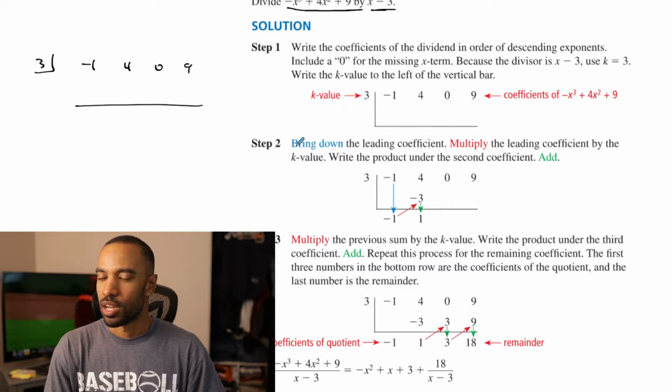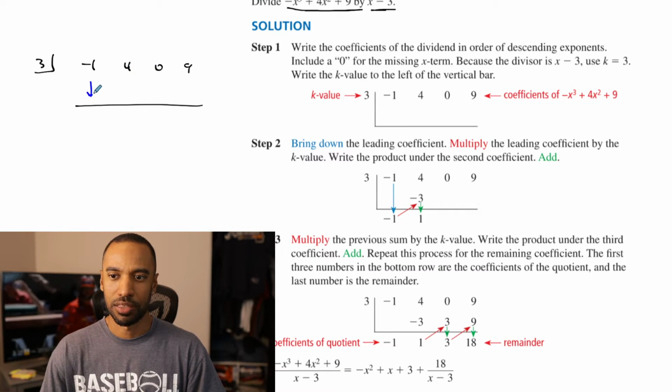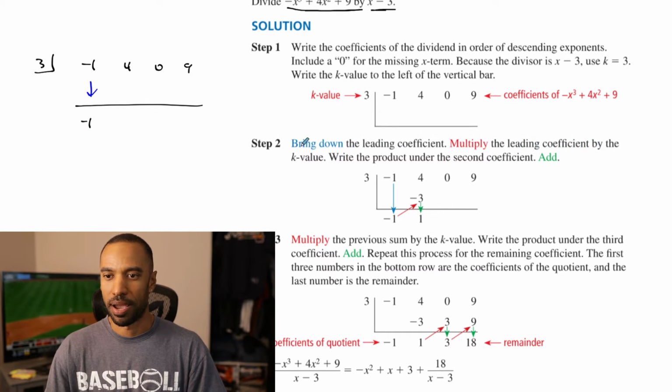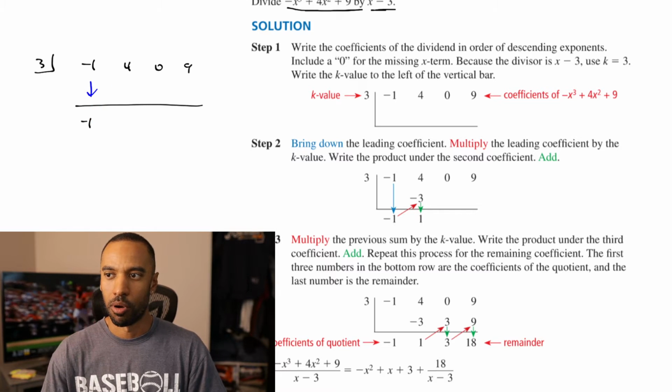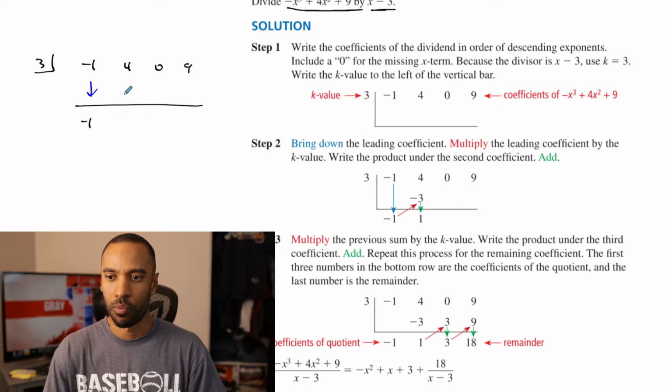Step 2, after we set it up, bring down the leading coefficient. You'll see why in a moment, but we're going to bring down this -1, and we still have -1. Multiply the leading coefficient by the k value. -1 is going to multiply by 3. You do -1 times 3, and you're going to write it right here.